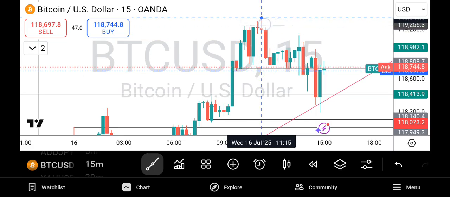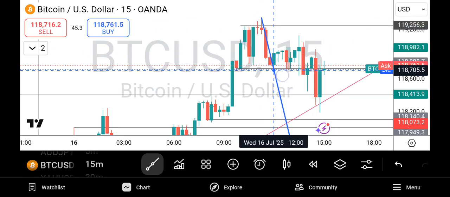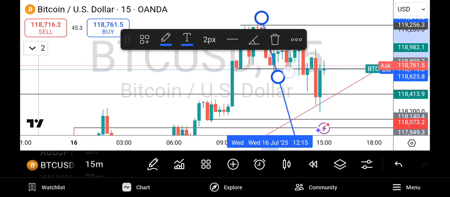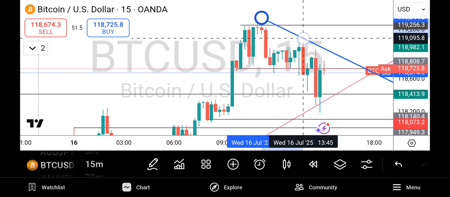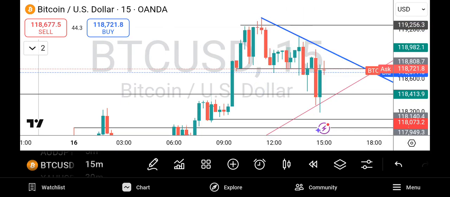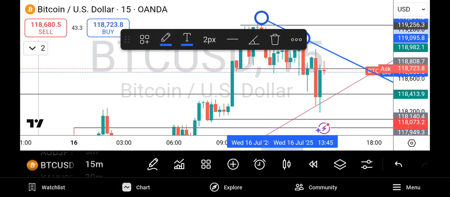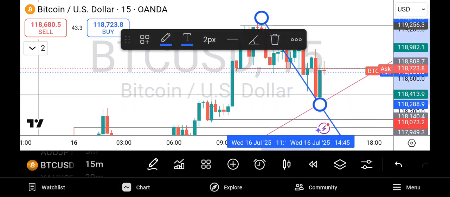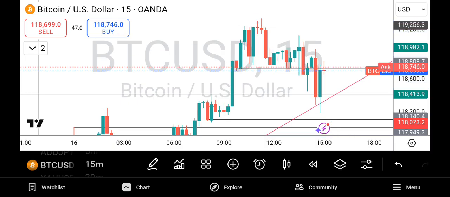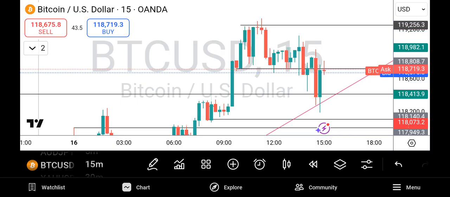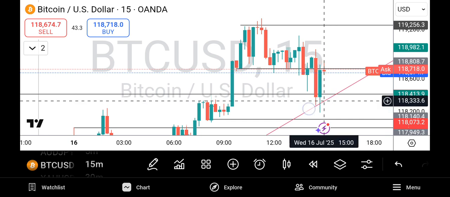This is your higher high. You see, this is your lower low. Then this is another higher high. Then we go to our lower low. So that is what price is doing currently. So now what you are going to do is getting my zone here, getting my zone here, getting my zone here, getting my zone here.